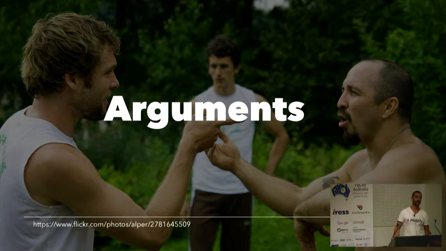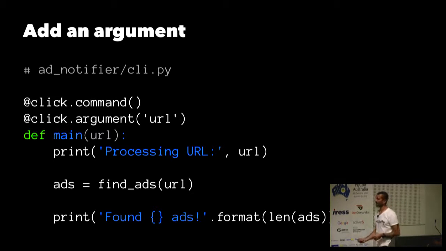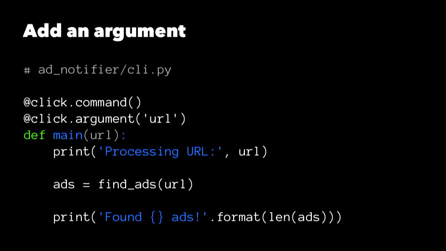So here are the arguments that we talked about earlier. And it's pretty easy. We extend our initial example. We add another wrapper decorator and give it the name of the argument that we want. And then Click automatically puts that argument into the function as one of the function arguments. Then I can just use that as I normally would, like parameters that get passed into the function. We hand that over to a find ads function that grabs the stuff, uses Beautiful Soup or something like that, and then gives me a list of ads out. So that was pretty easy.